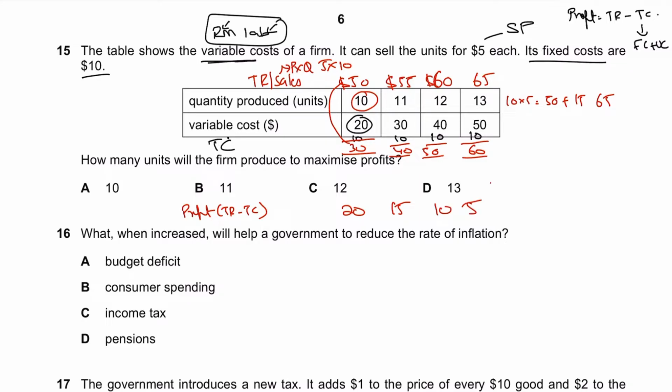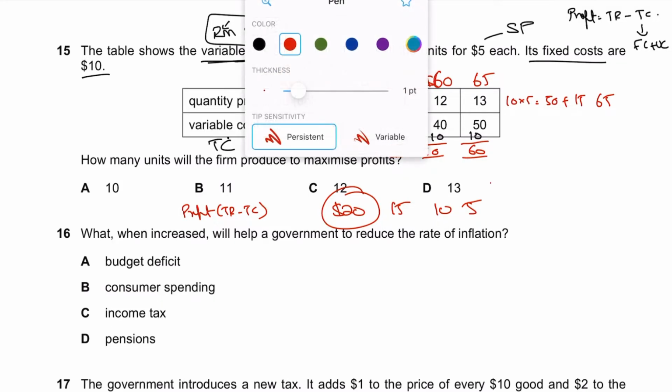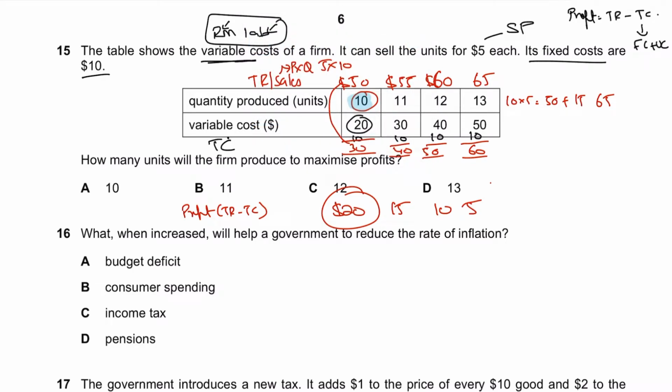So the highest profit that you're making is $20, which is happening when you're producing 10 units, right? So what is the answer? The answer would be A, that is 10 units, because it's asking you how many units will the firm produce to maximize profits. So 15A is the correct answer. The firm would produce 10 units if it wants to maximize its profits.